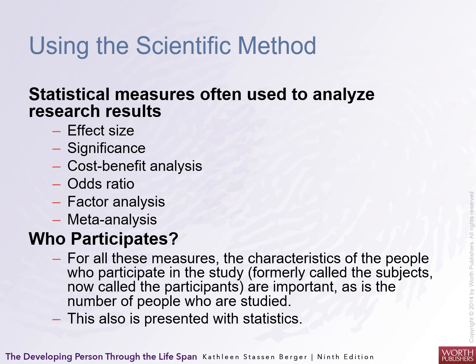We also have to determine who participates. For all these measures, the characteristics of people who participate in the study, formerly called subjects, now called participants, are important, as is the number of people who are studied. This also is presented with statistics, numbers, that is.